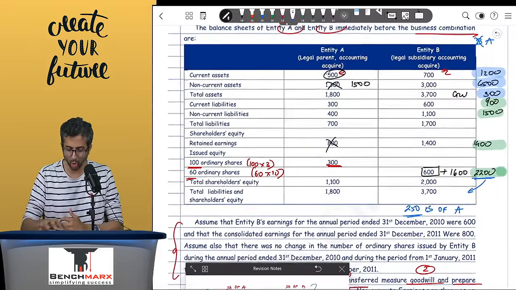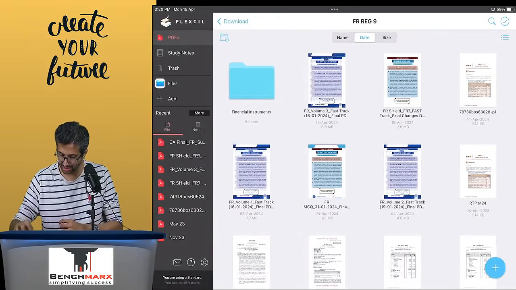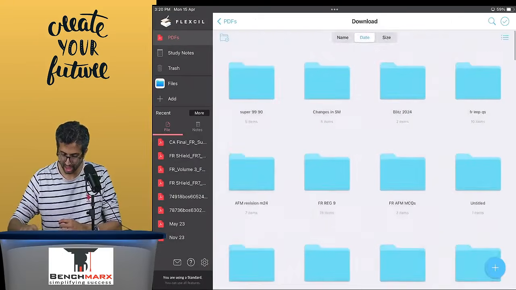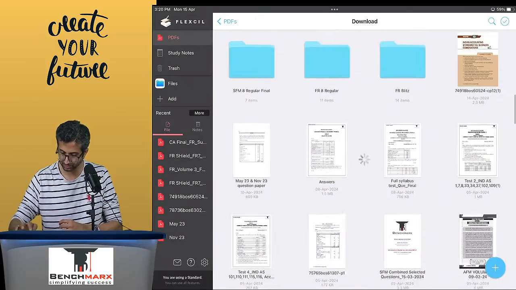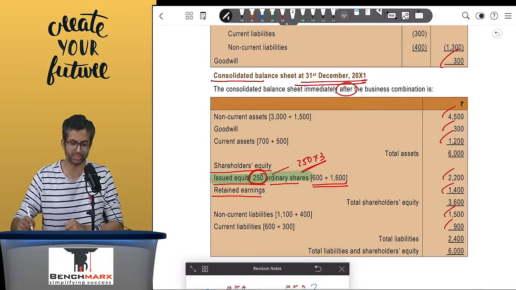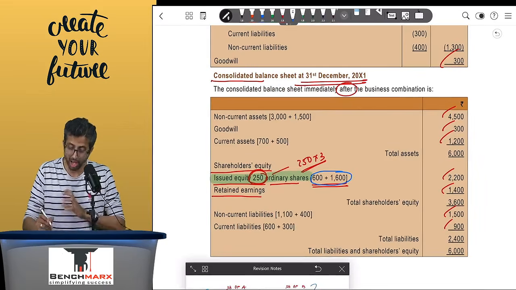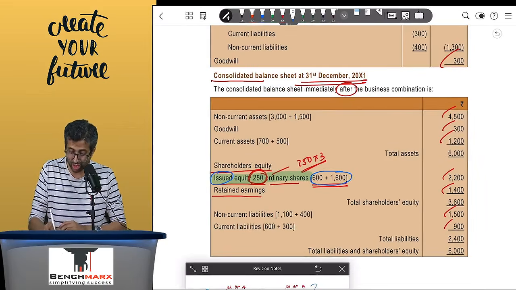So if you even open your institute's solution, if I have this handy somewhere, just a second. What they have done is, as I've just opened this page separately, as you can see, they have prepared this consolidated balance sheet. In that, they have directly done 600 plus 1600, but they have mentioned that this is issued equity, that is 250 ordinary shares.